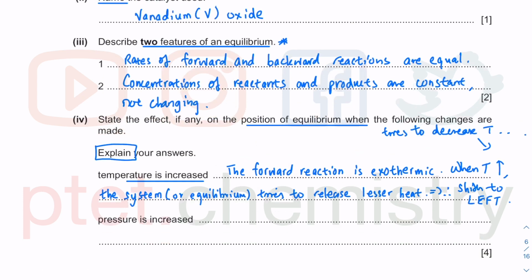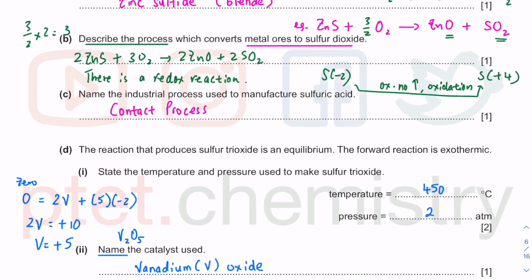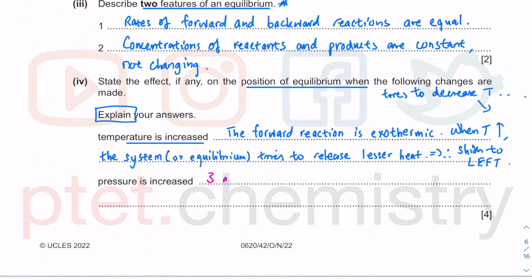In terms of pressure, we need to count the moles of gases. So there is a gas, there are 2 moles plus 1 mole. There's 3 moles of gas on the left, 2 moles of gas on the right. So we state that exactly, 3 moles of gases on the left, and then we have 2 moles of gases on the right. And then we can imagine that the greater the molecules of gases, therefore the greater is the pressure. So what happens when pressure increases?